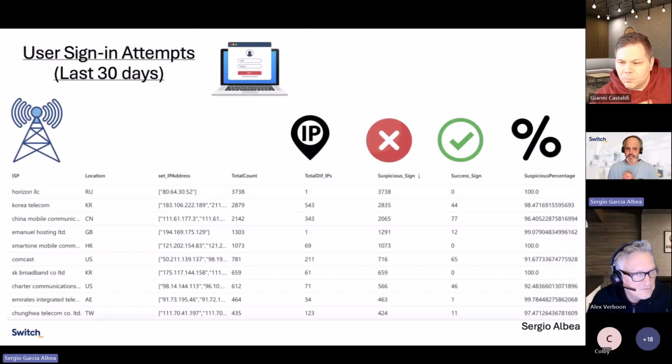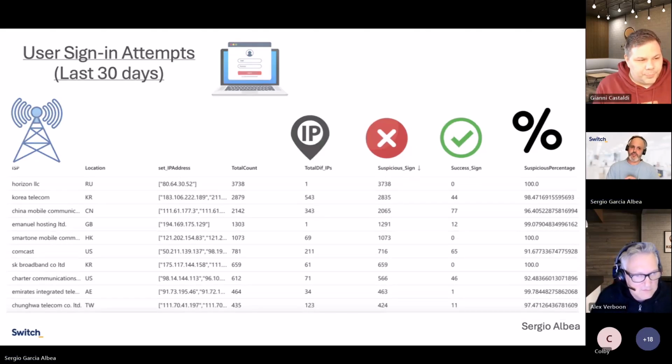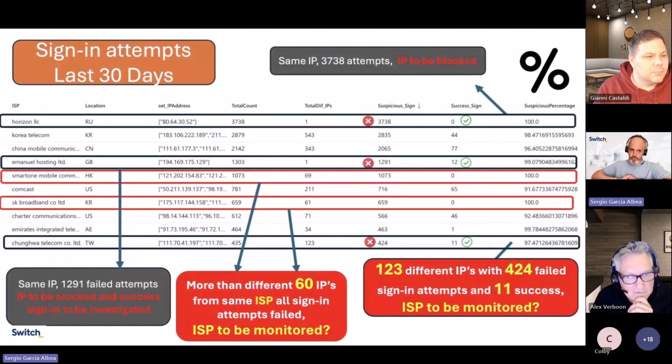So, first example of a KQL query. As you can see here, we have on the left the ISP, location of the ISP, address that they have tried to connect, total count. Total count means total sign-in attempts during the last 30 days in some of my tenants, total different IPs, not the same one, different IPs, suspicious sign-ins, successful sign-ins, and suspicious percentage. So if we go deeply over that, let's go with the first one.